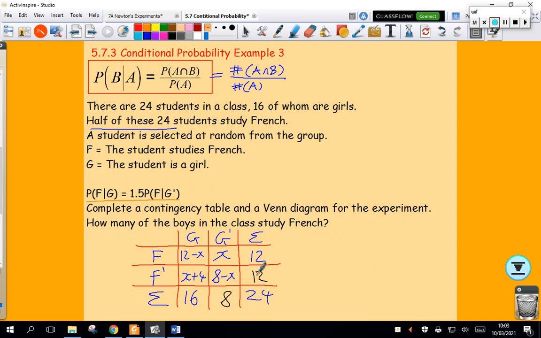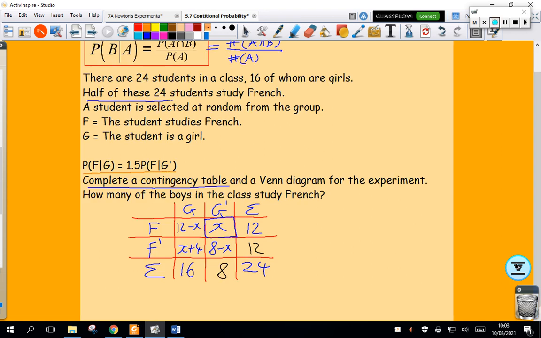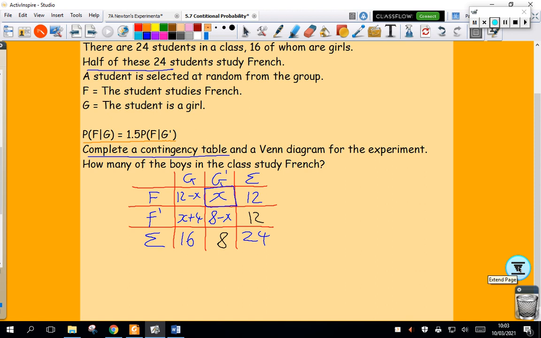We're trying to find out how many of the boys in the class study French. Ultimately, we're trying to find this. But first, we're being asked to complete a contingency table. So, how are we going to complete it? That is incomplete. We have variables in there, but we haven't got everything we need. And I'm just going to rewrite this equation. We're told that the probability that a student studies French, given that the student is a girl, is equal to 1.5 times the probability that the student studies French, given that they are not a girl.